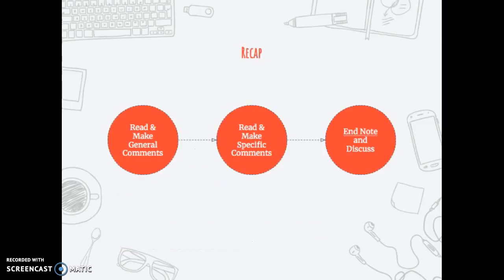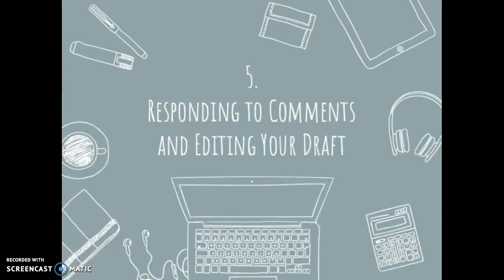So here's just a quick recap. The first thing you want to do is read and make general comments. That's reading round 1. Then you're going to read one more time and make specific comments, including comments that address the assignment prompt, or what you're required to do for the assignment, as well as any peer review guide. And then you make an end note summing everything up, and take some time to discuss what you came up with and your feedback with your partner. So all of that is just the peer review end of it. That doesn't even touch on your actual revision.